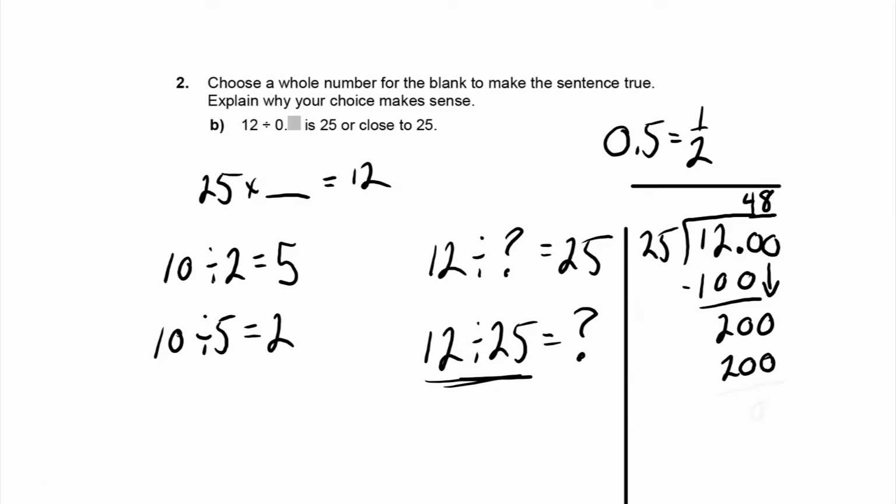That goes exactly, with a remainder of 0. I put the decimal place directly above where I started with the decimal in this number, and I've got an answer of 0.48. Well, 0.48, thankfully, is very close to 0.5 in my estimate. So the solution here is 12 divided by 0.48 is equal to 25.